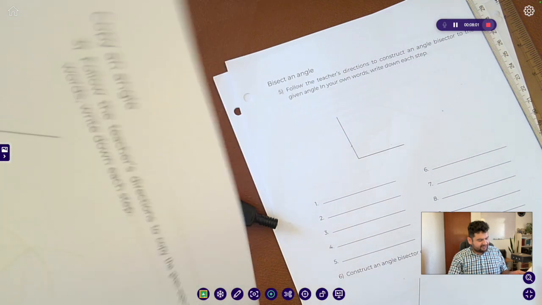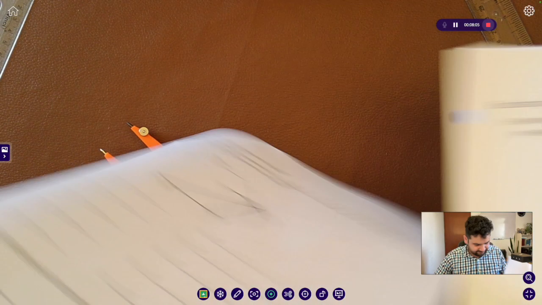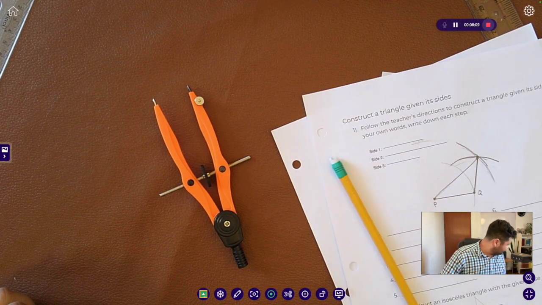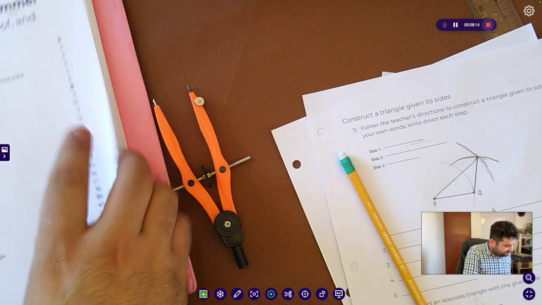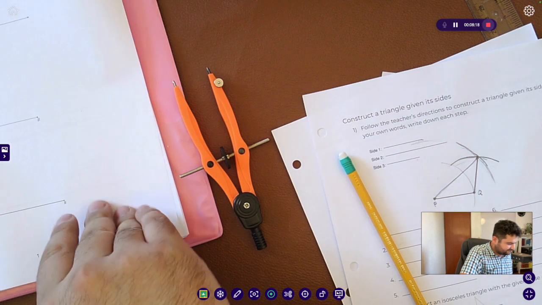I'm gonna draw the isosceles triangle, and I'm gonna draw it in another piece of paper. If I had a piece of paper. If I only had a piece of paper. Excellent.